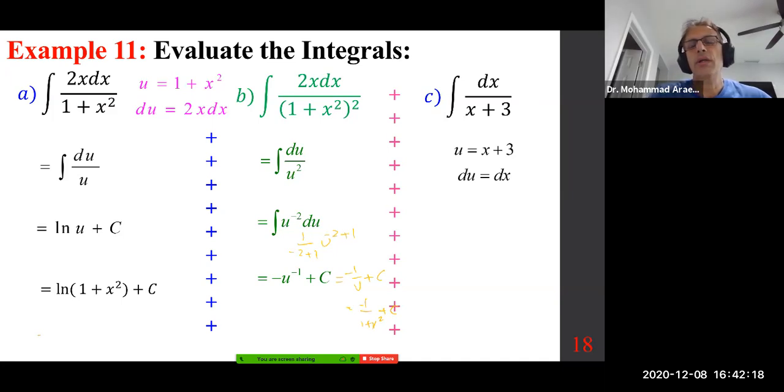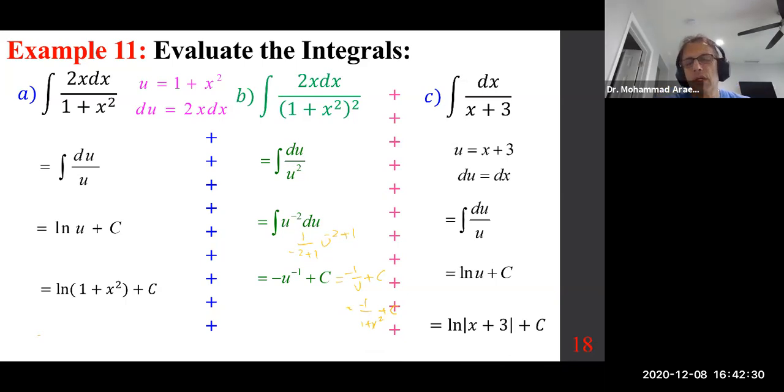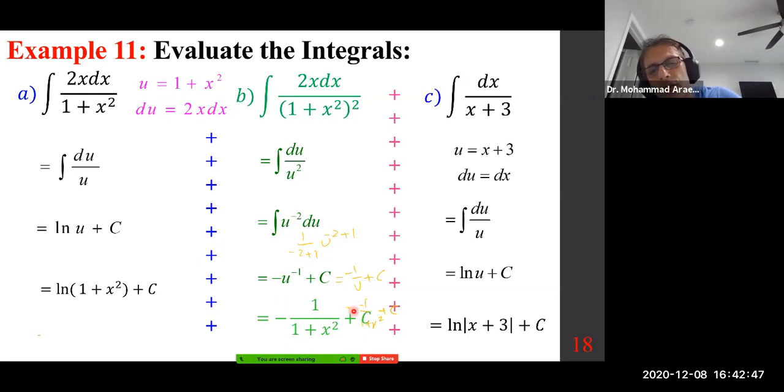For part C, the denominator is a choice of u. du is the numerator, and this becomes natural log. And you replace it, and you do need an absolute value because unlike part A, this could be negative. So this is always positive, but this could be any number. And again, going back to part B, negative 1 over 1 plus x squared is the answer. Okay, so that's that.